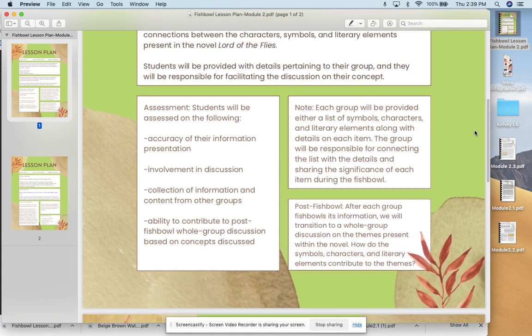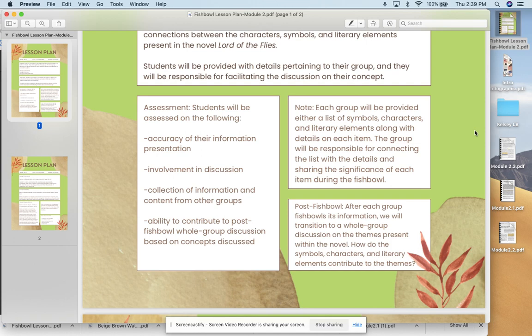So how are the students going to be assessed? They're going to be assessed on the accuracy of their information in their presentation. So are they connecting things the correct way? Are they using the correct definitions? Things like that. The involvement in the discussion: are they contributing to the inner discussion? If you are in the fishbowl group and you are fishbowling, you need to contribute and speak in the discussion.